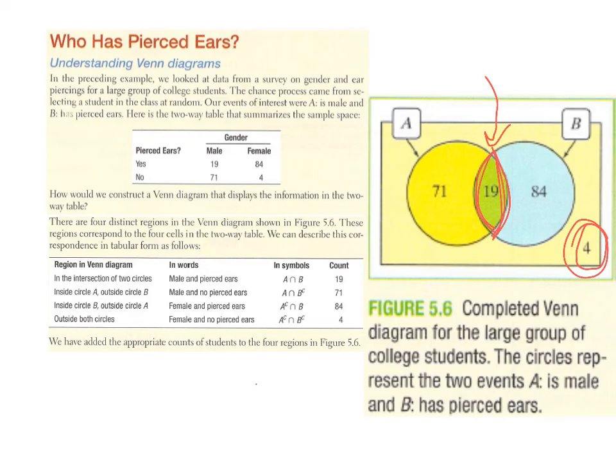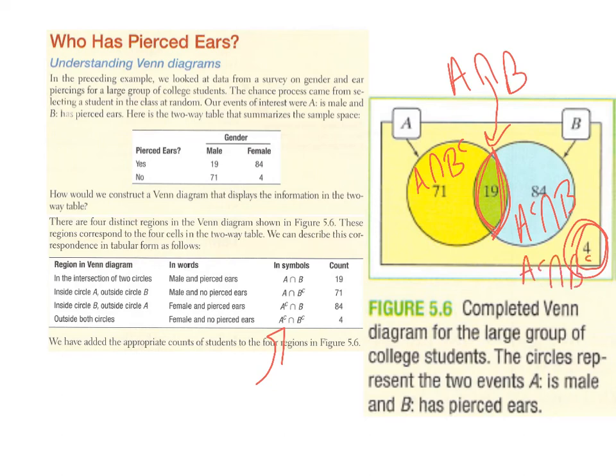So if you look here, this shows our notation. We have events A and B, which is the green here. So A and B, there's my intersection. Then out here in the yellow, this is events A and not B, so they're not pierced ears. This is right here. This is that they are not A and they do have pierced ears. And on the outside, the 4 here, this is my not A and not pierced ears.